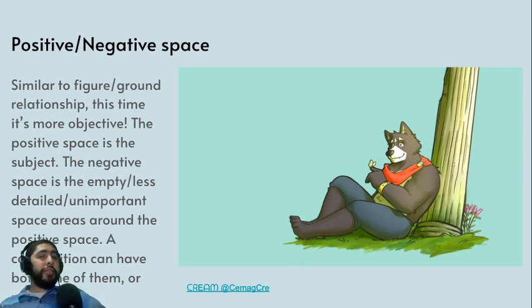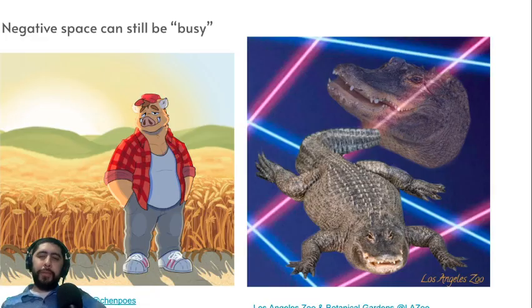Not every composition has positive and negative space like this. For example, this boar on the left. In my opinion, because you can argue about it, this would be the positive space, him standing in front of this cornfield or wheat field. This would be the negative space to me because it's just more background and it provides a grounding, like an element to put this boar in, right?